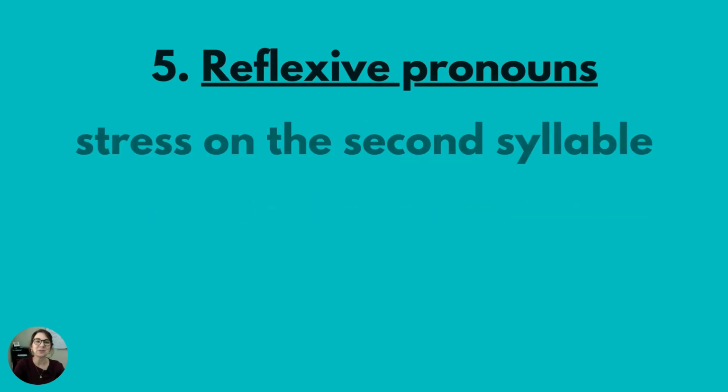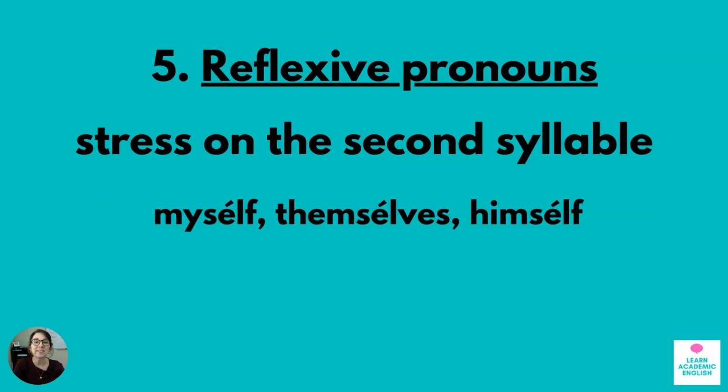All right, let's look at rule number 5, reflexive pronouns. Reflexive pronouns are pronouns like myself. For example, I am talking to myself. I cut myself. And these have stress on the second syllable. Myself, themselves, himself, herself, etc.